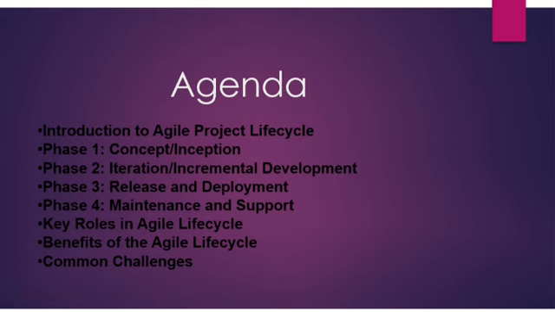Agenda. Here is an overview of today's presentation. First, I will introduce the Agile project lifecycle. Then, I will explain the four main phases of this lifecycle, which include concept, iteration, incremental development, release and deployment, and maintenance. After that, I will talk about the roles in an Agile team, the benefits of using this lifecycle, and wrap up with a quick conclusion.